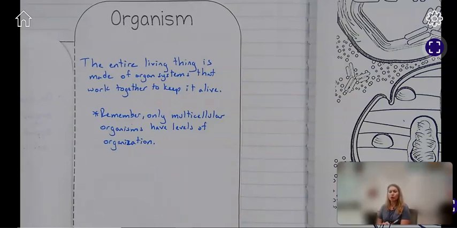When we get into unicellular organisms like bacteria, because they're made up of only one cell, they don't have tissues or organs. They're a single cell. So only multicellular organisms are going to have levels of organization, which pretty much means only eukaryotic organisms, okay?